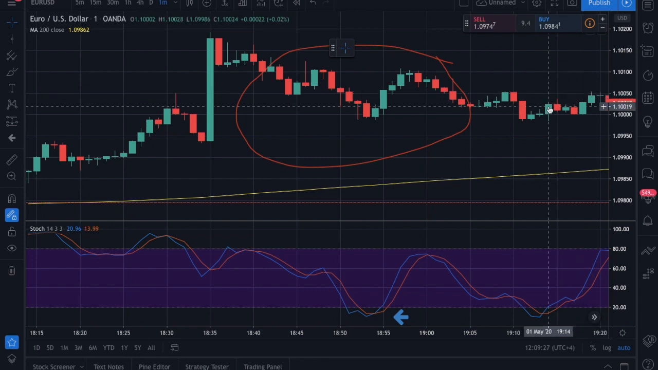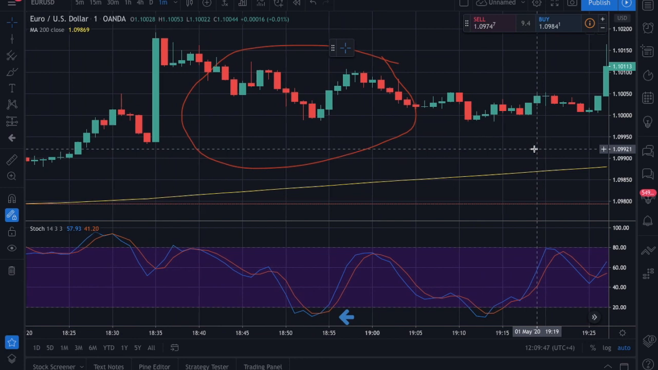So we started buying here. 1, 2, 3, 4, 5, in 5 minutes. Guys, we are in a 1 minute chart, so every candle is only 1 minute. So 5 candles. In 5 minutes, the candles already hit our take profit, and we are in profit already.